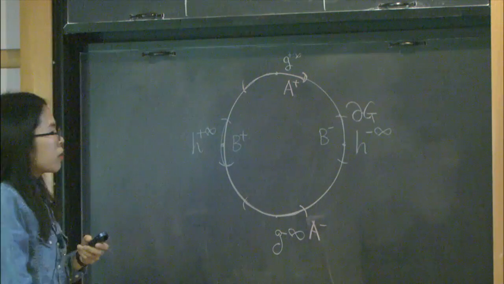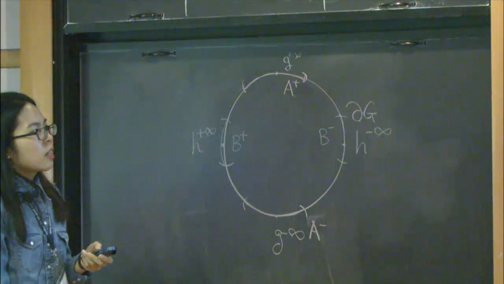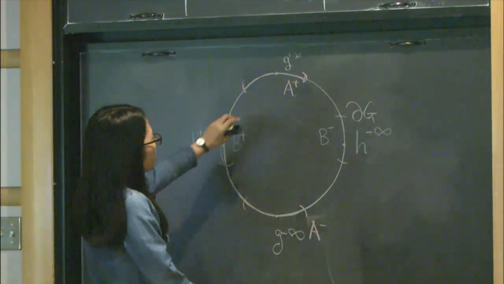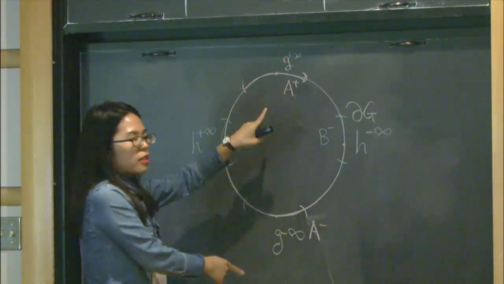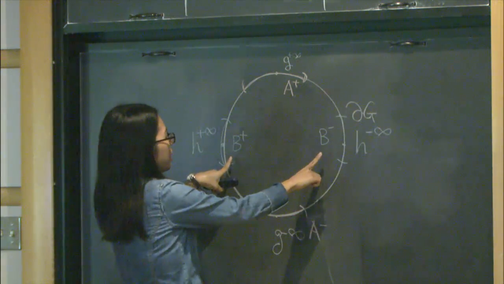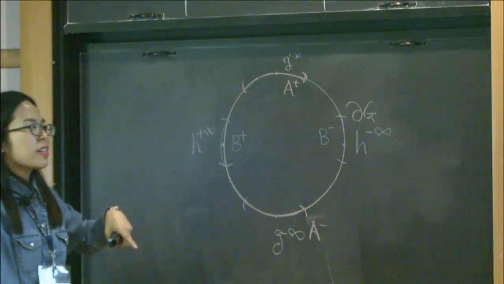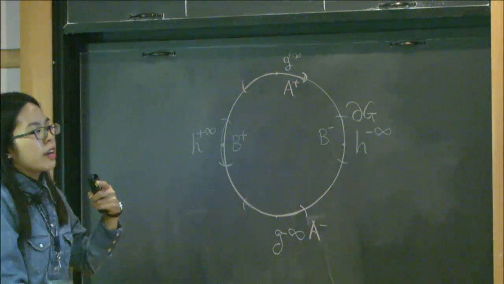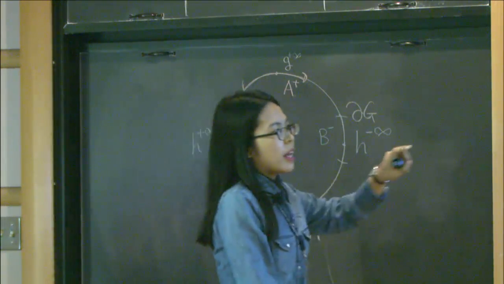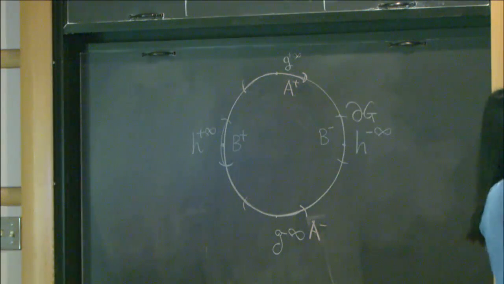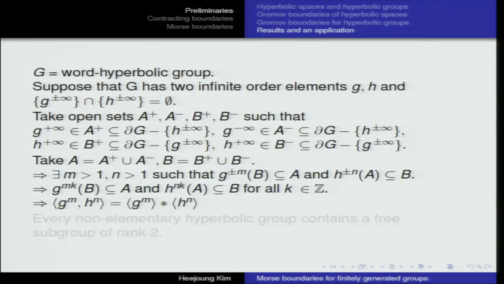Then first of all, I will use north-south dynamics. I'll say the union of A plus and A minus is A, and B is the union of B plus and B minus. Then by north-south dynamics, there exist m and n such that g to the plus or minus m acting on B is contained in A, and h to the plus or minus n acting on A is contained in B.